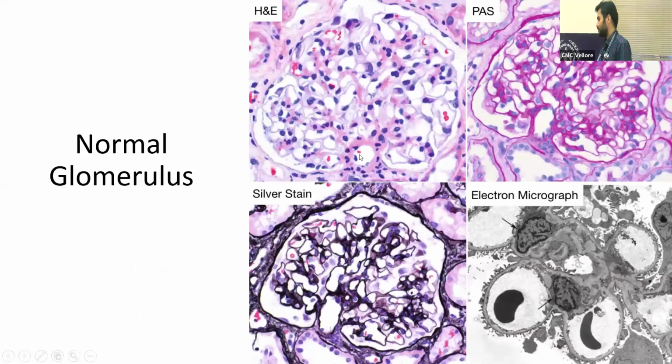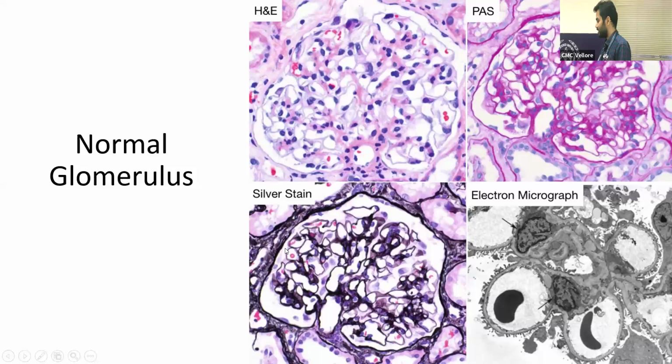So this is a picture of a normal glomerulus. Here you can see the capillary loops contain only endothelium, the endothelial nucleus, and mesangium. In between the capillaries, this pink deposit is the normal mesangium actually. Here, this is a PAS stain, which is useful to pick up the membranes. This is a Bowman's capsule, and it will show a bright violet color.